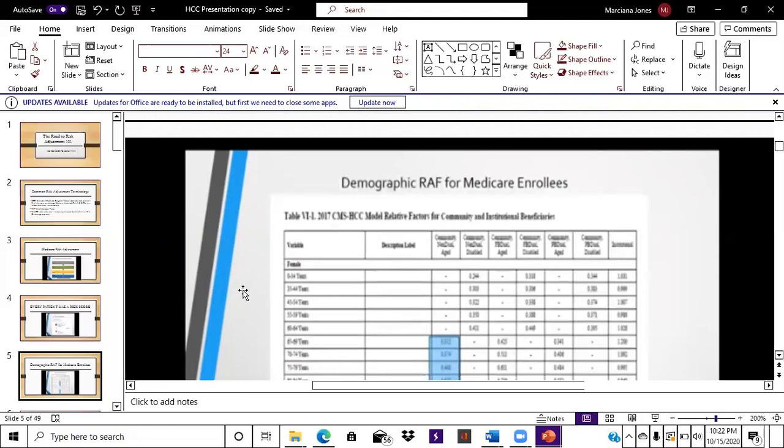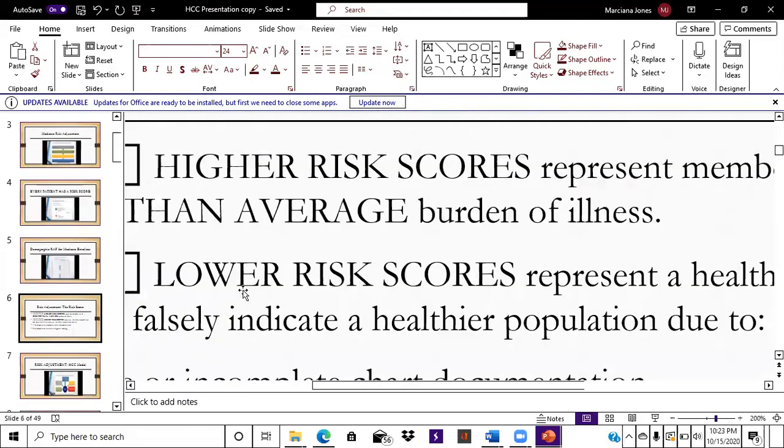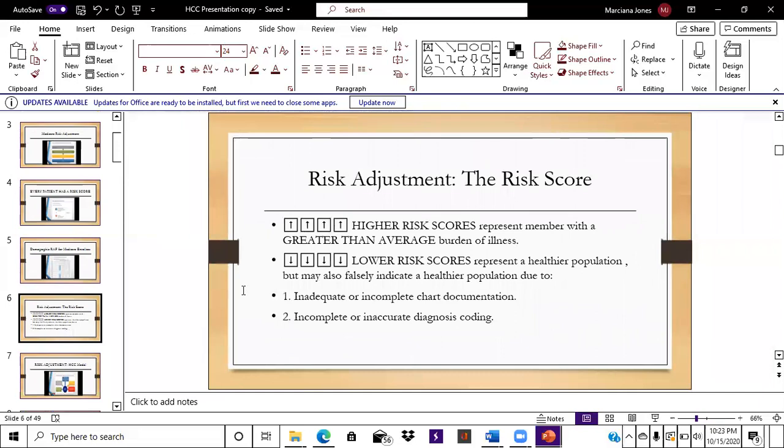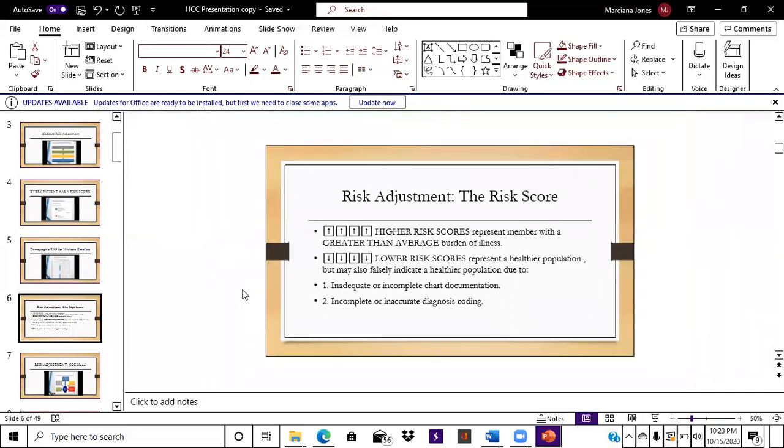65 to 69 female gets a 0.312 RAF score, whereas a male of the same age gets a 0.30. And it increases as you get older, of course, and as the health burden gets worse. Okay, so it looks like I've got to make it smaller, or the rest of them are going to be big. Okay, we can make it big like that, you can see it.